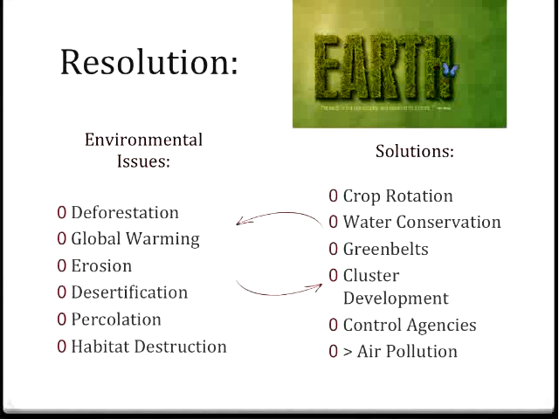So what are some possible solutions? We can do crop rotation to restore the nutrients in the soil. We can have water conservation to make sure we are using all of the 0.03003% of the water which we have. We can do green belts and cluster development, as we already talked about. We can have control agencies, which is a major part of this. And we can also just simply try to reduce the amount of air pollution which humans face.